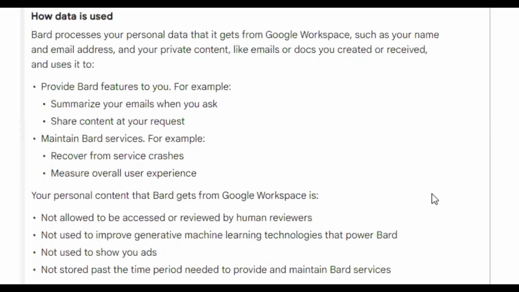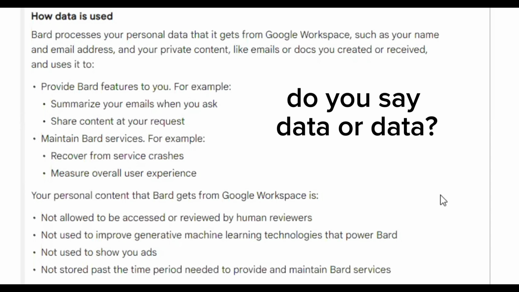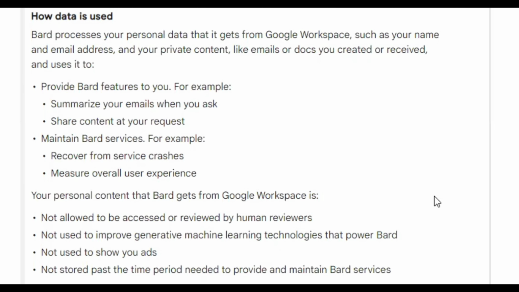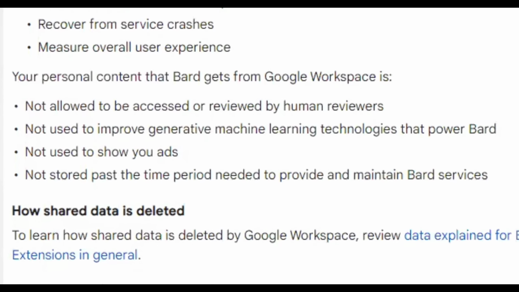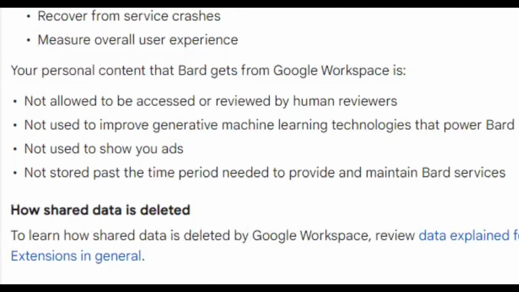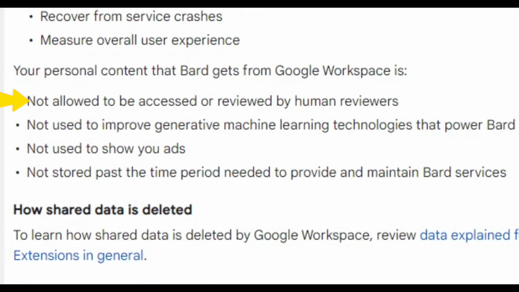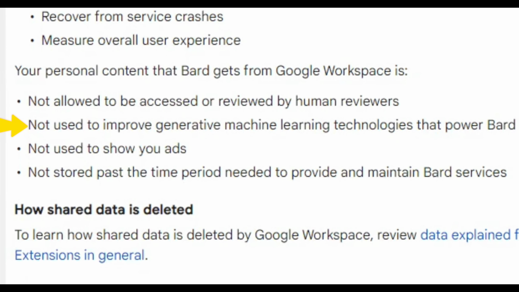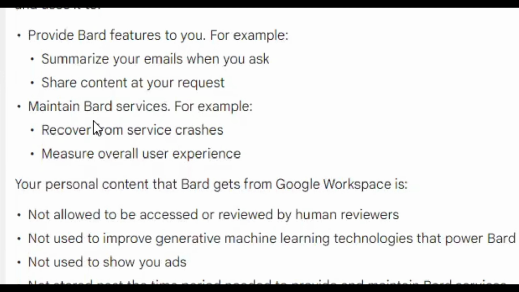So, how data is used. Your data from your Google Workspace is used so that Bard can provide features, summarize emails and stuff like that. Now down here they clearly state that your personal content that Bard gets from Google Workspace is not allowed to be accessed or reviewed by human reviewers. Not used to improve generative machine learning technologies that power Bard. Not used to show you ads. Not stored past the time period needed to provide and maintain Bard services. So we'll take that for what it is and test the features now.